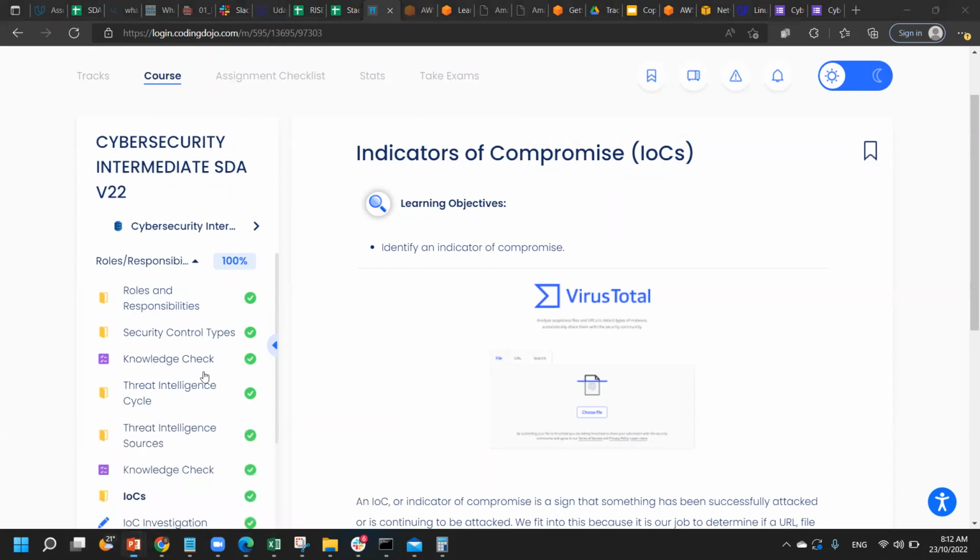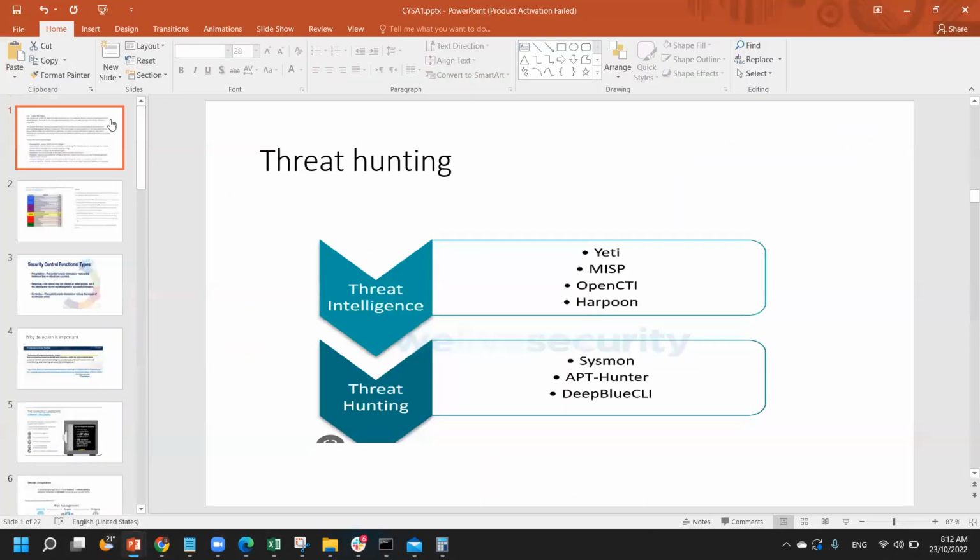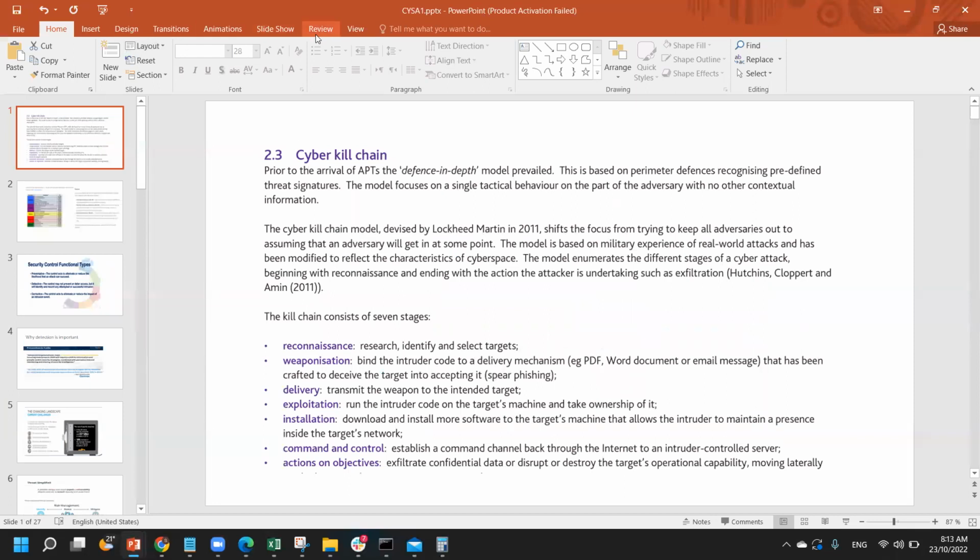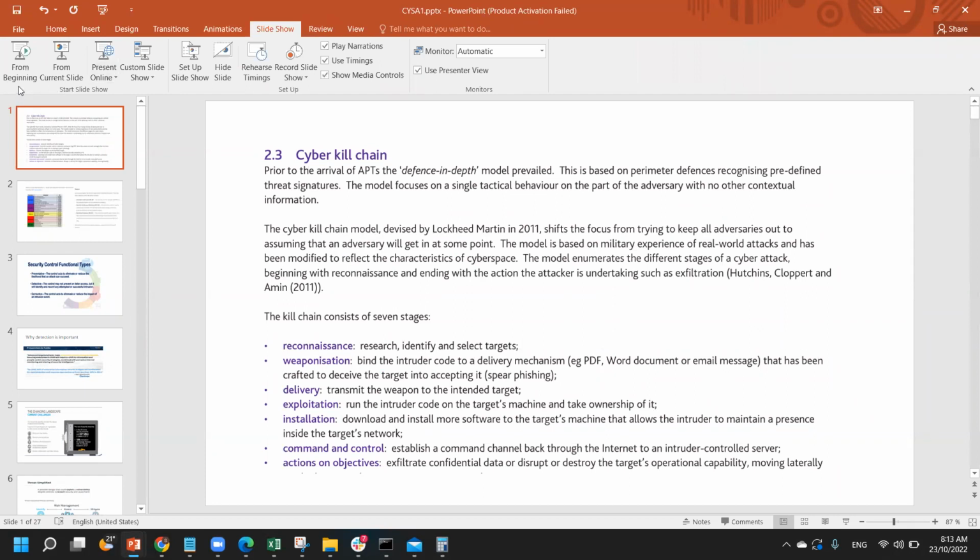Yeah, it's clear. Okay, so let me just jump in quickly and talk about what we finished last time we came here. So let me just share my screen quickly. Okay, so what we talked about last time we met here is that the adversary or the attacker follows a certain methodology to attack your system.